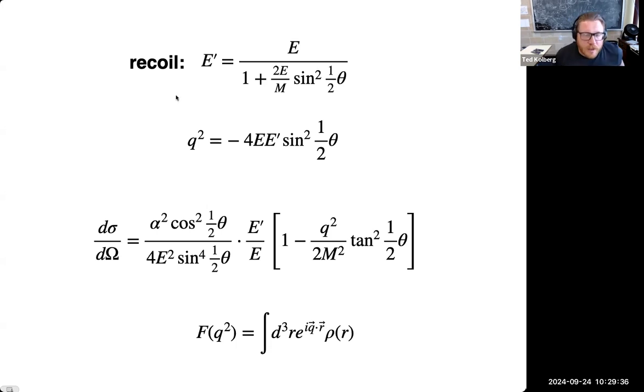In that recoiling case, it's useful to define a quantity which we're going to call Q squared, which is the square of the momentum transfer between the probe particle and the target particle. If you do the relativistic kinematics, this Q squared comes out to -4 times the product of the incoming and outgoing energies times this factor related to the angle of the scatter. Again, the larger the scattering angle, the larger this sine squared theta becomes, and the larger the momentum transfer is.